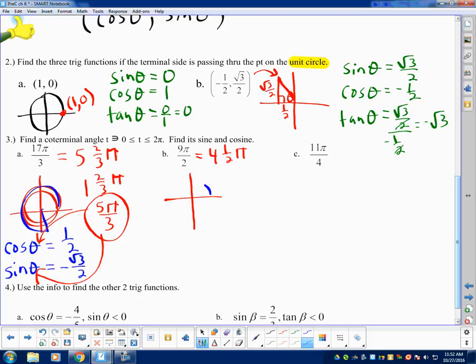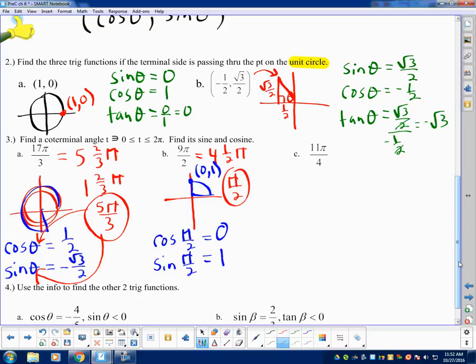So I'm going to be right up here. There's my angle. It's a 90-degree angle, or pi over 2. And so the angle that's coterminal is pi over 2. And so I'm asking for cosine of pi over 2 and sine of pi over 2. This coordinate up here is 0, 1. And so cosine of pi over 2 is going to be 0, and sine of pi over 2 is 1.